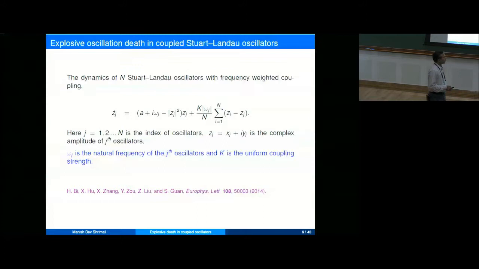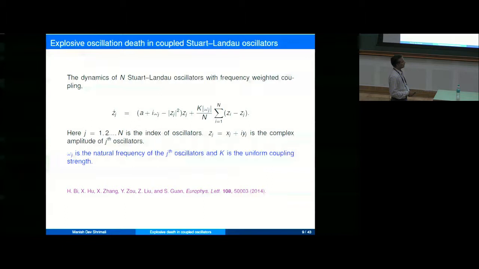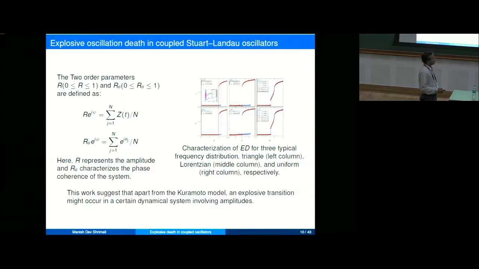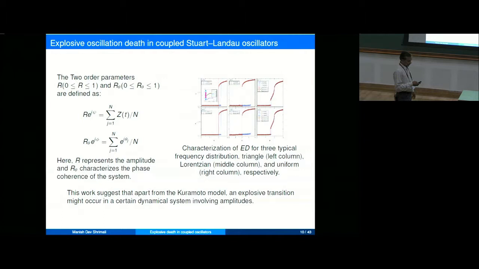You can see that this is the oscillator, and you have a coupling term here. You have the strength of the link, the frequency dependent. You have non-identical oscillators with a distribution of frequencies, omega i, omega j, and then you have a coupling which has a correlation with the frequency, and then you have a diffusive coupling like this. So here you can define the order parameters r and theta, and you can see that with different kinds of frequency distribution, you can have a transition from unsynchronized to initially synchronized oscillators, and then suddenly the amplitude of all the oscillators goes to the death state.